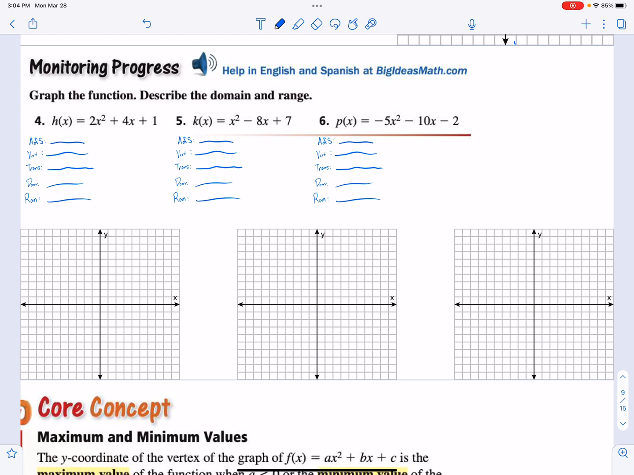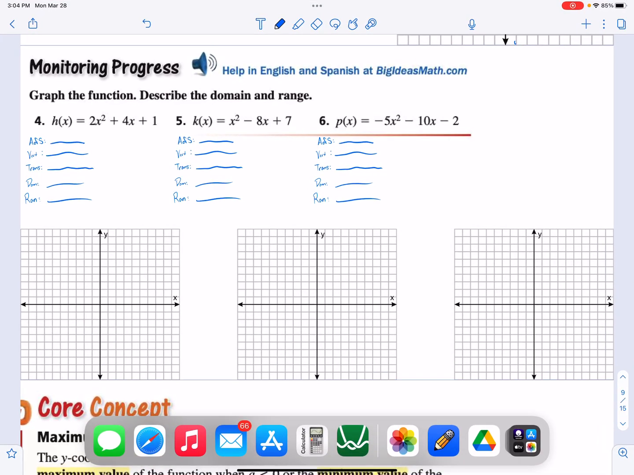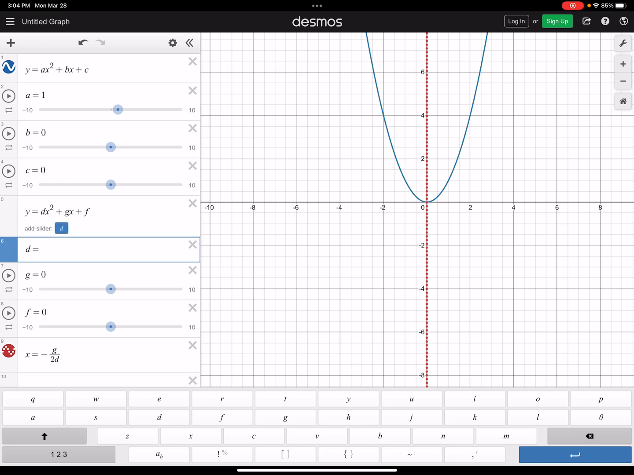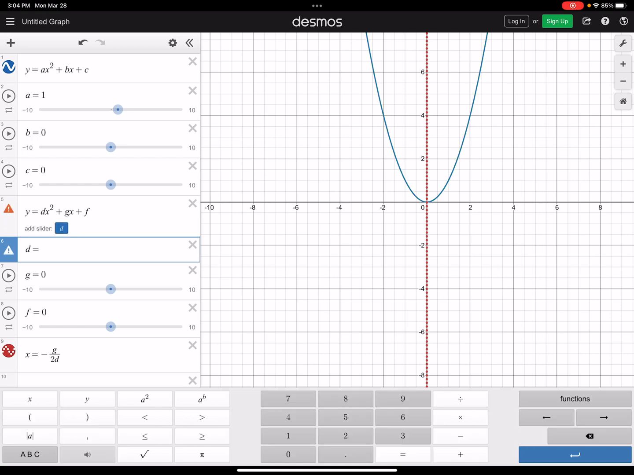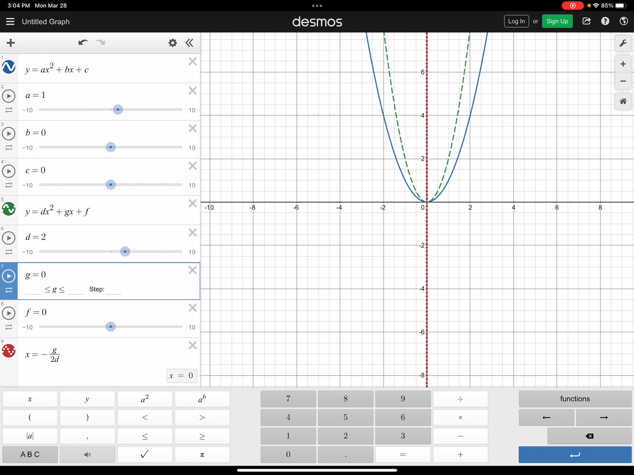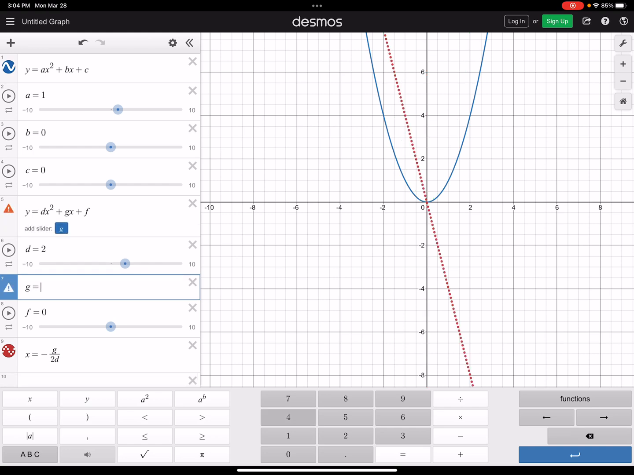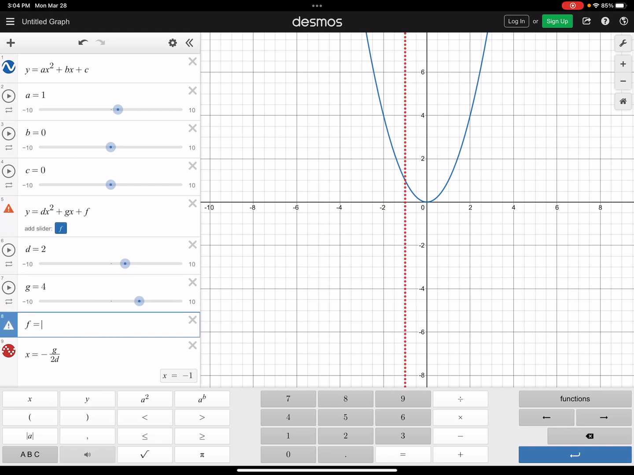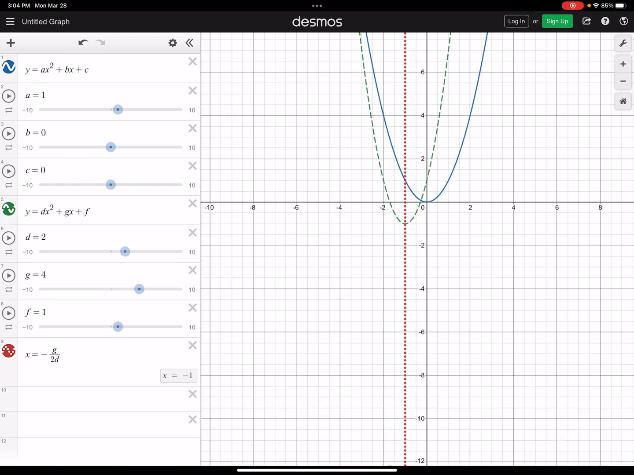You just go in and plug in. So if I do the first one, for example, 2x squared plus 4x plus 1, if I go into Desmos, I can just type that in. 2x squared, I want to put a 2 there, not a 5. 2x squared, and then plus 4x, and then plus 1. So there's what my graph on that practice problem should look like.